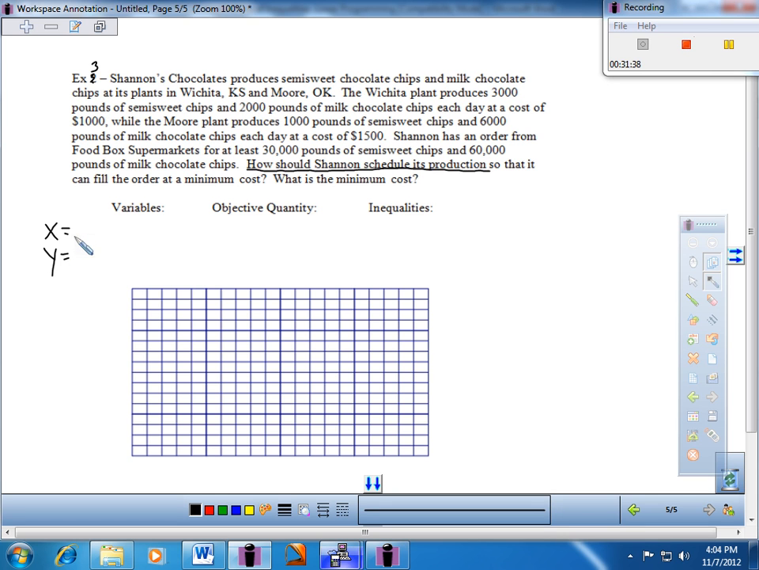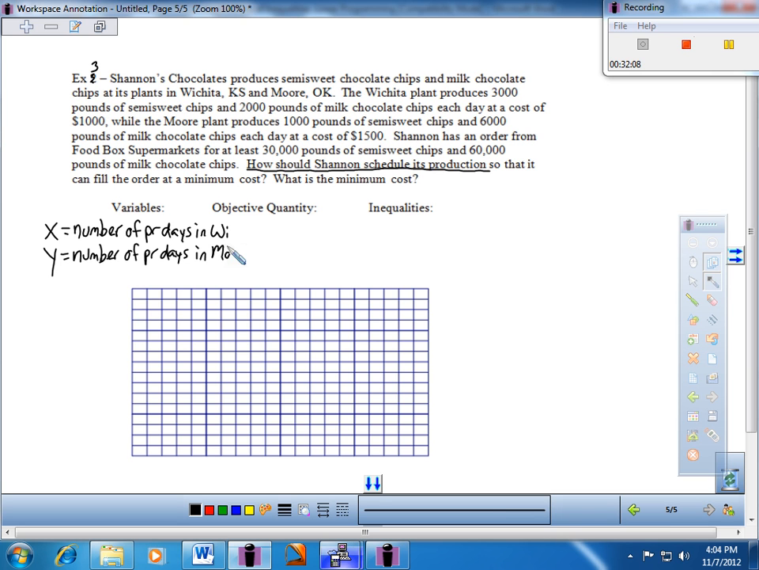So what I was thinking of is X is going to be the number of production days, excuse my shorthand here, in Wichita, and Y would be the number of production days in Moore. Again, hope you don't mind my shorthand here. I just kind of ran out of room. So just verbally, again, how is she going to schedule the production in each of the 2 plants? How many days in Wichita? How many days in Moore?